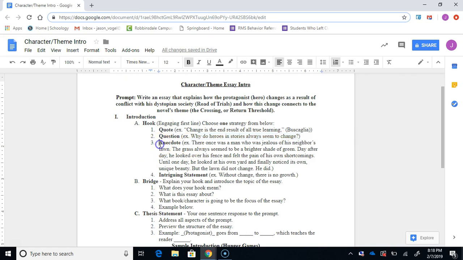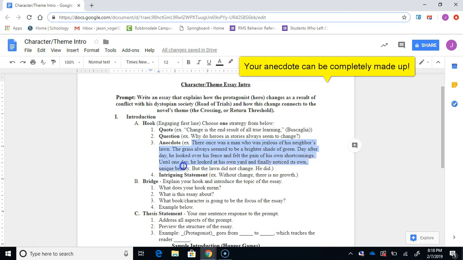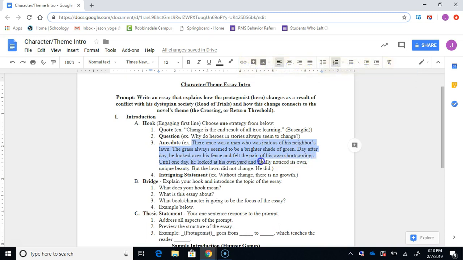A third option is an anecdote. An anecdote is a short story in essence, or a mini story that is both interesting and related to my essay topic. So I came up with this anecdote. There once was a man who was jealous of his neighbor's lawn. The grass always seemed to be a brighter shade of green. Day after day, he looked over his fence and felt the pain of his own shortcomings. Until one day, he looked at his own yard and finally noticed its own unique beauty. But the lawn did not change. He did.